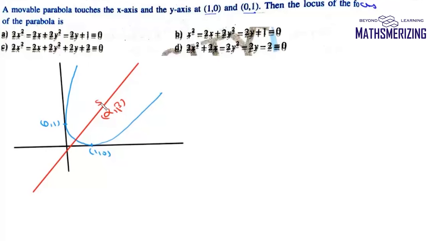So we'll take the reflection of S about this tangent, which is the y-axis. Suppose this point is S1. Its coordinates will be (-alpha, beta). And we'll take the reflection of S about the other tangent, which is the x-axis. Then we'll get S2, which is (alpha, -beta). So now we have two points on the directrix. We can write the equation of the directrix from this.